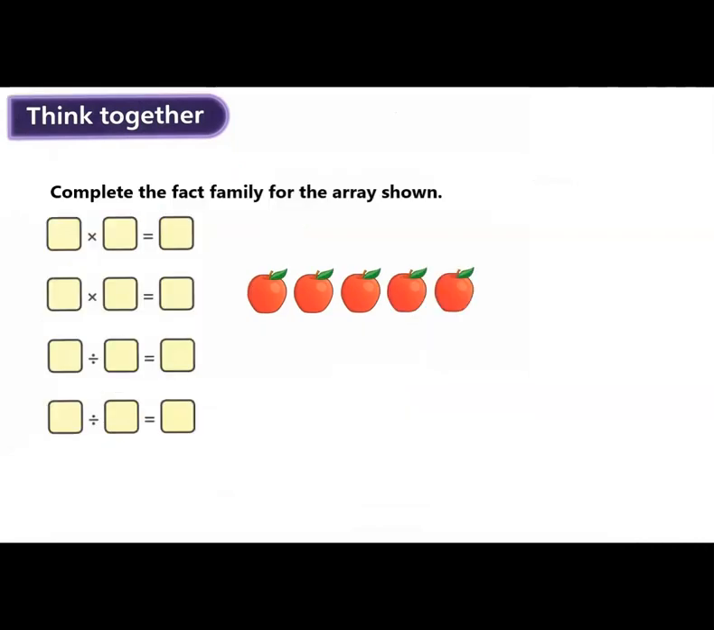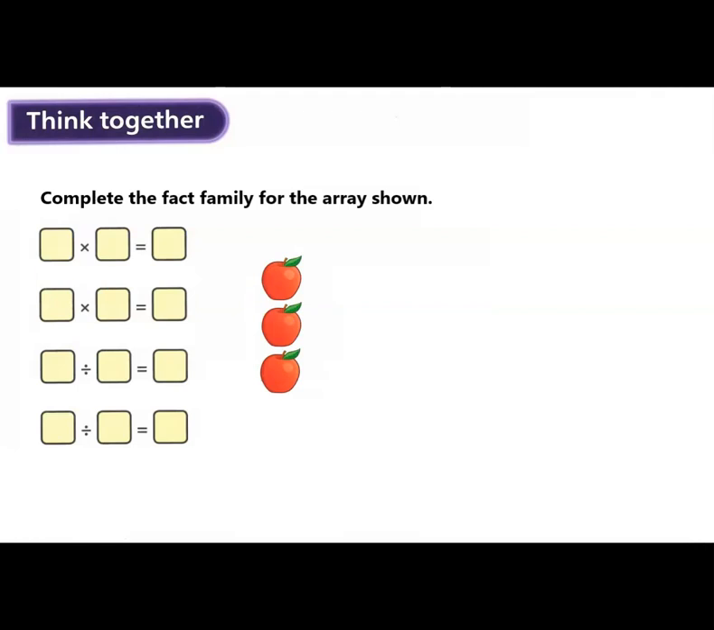Multiplying and dividing are related. Here we have an array of 5 apples. Pause the video now and write out the fact family for this array shown. Let's see how you got on. Okay, pause the video again and give this one a go. Let's see how you got on.